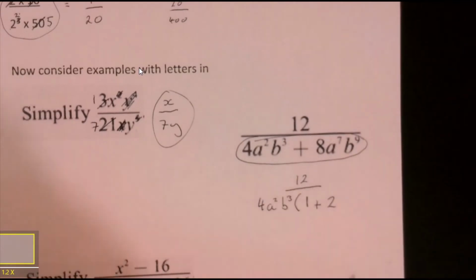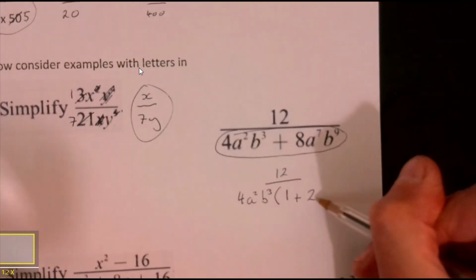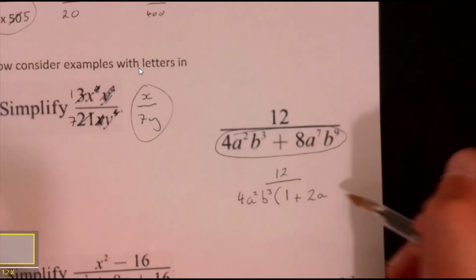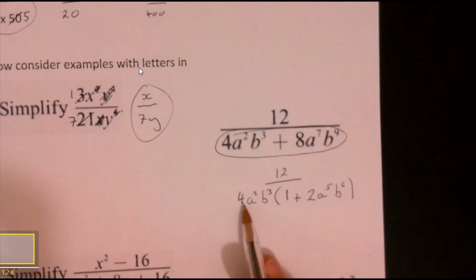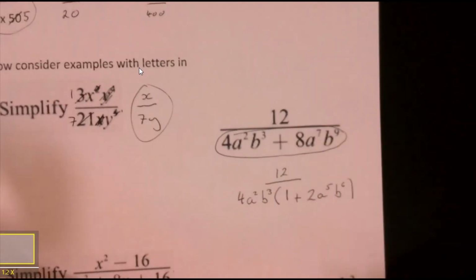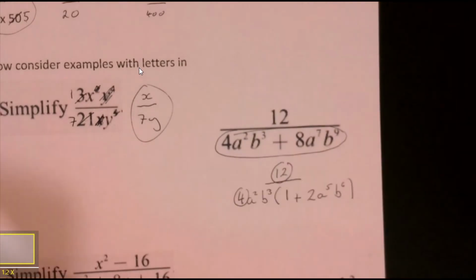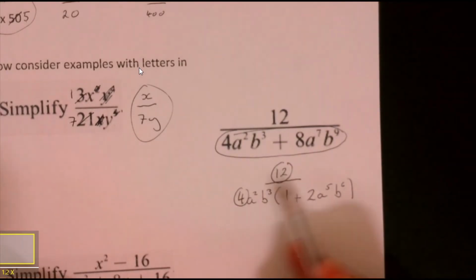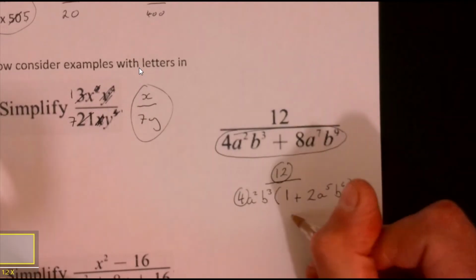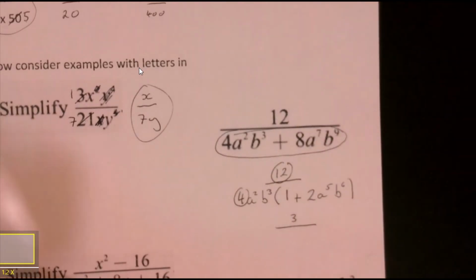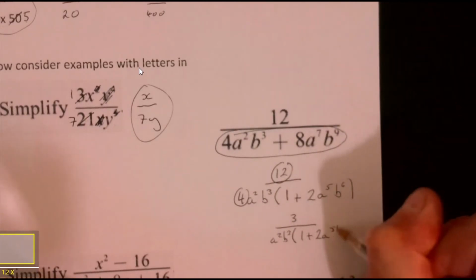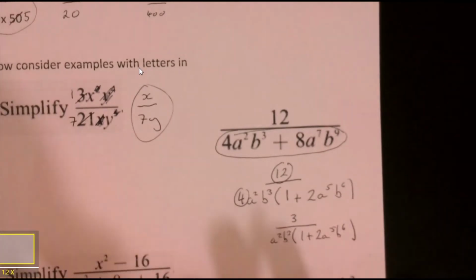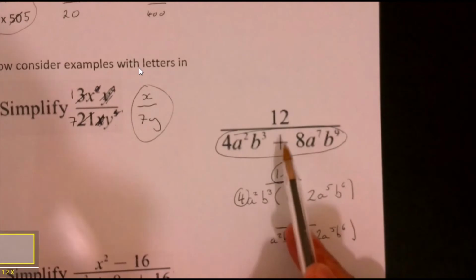Now I appreciate this one is a bit harder. And then I've got a squared has gone outside, so a to the 5, and b cubed's gone outside, so that'd be b to the 6. Now, a nice little way to test that you've done the right thing is that you could just multiply it all out and see if you get back right. How has this helped us? 12 and the 4, I would write that as 3 over. So the whole answer is 3 over a squared b cubed times 1 plus 2a to the 5 b to the 6.